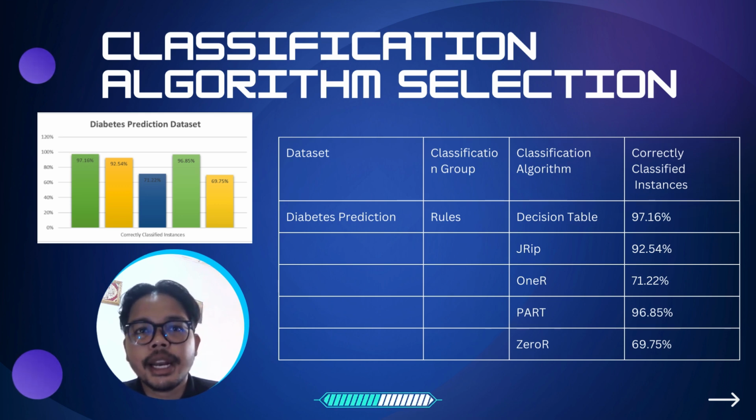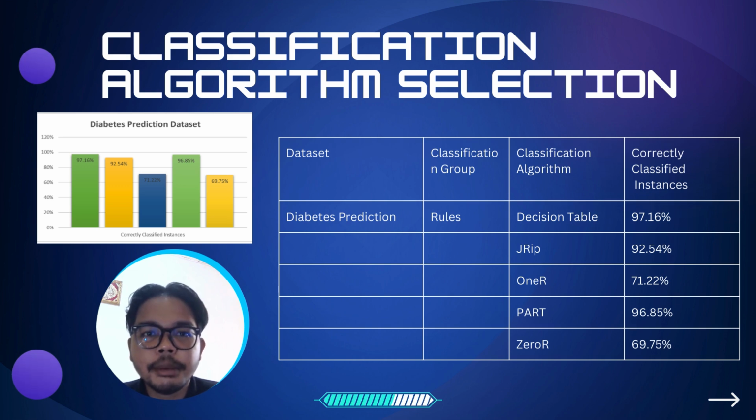Next, we have the PART algorithm, which stands for partial decision tree. PART achieves an impressive accuracy of 96.85%. This algorithm generates a set of rules by building partial decision trees. The advantage of PART lies in its ability to produce a decision list that combines the interpretability of rules with the flexibility of decision trees, making it a robust choice for classification.